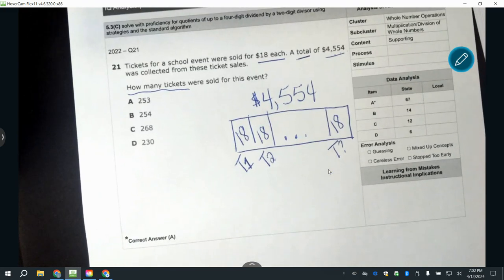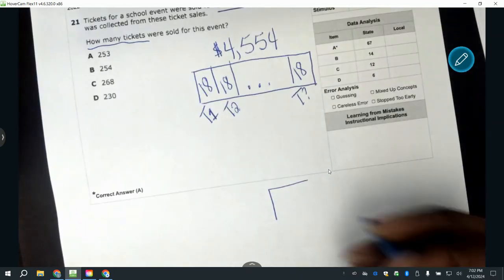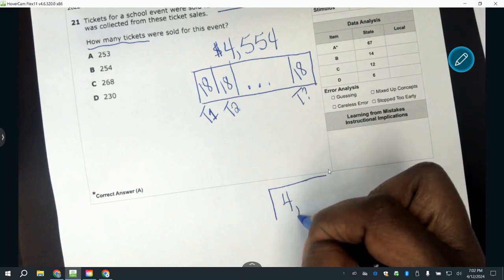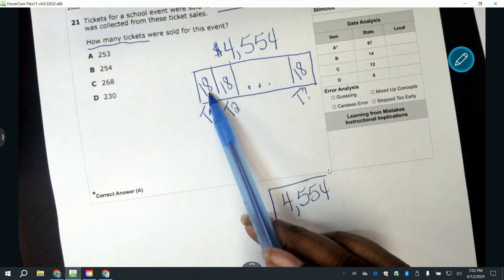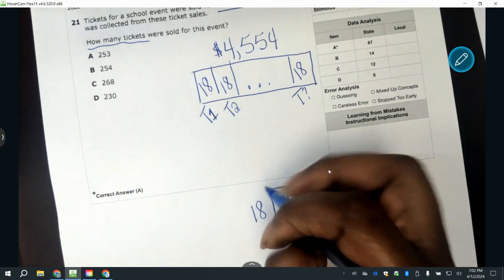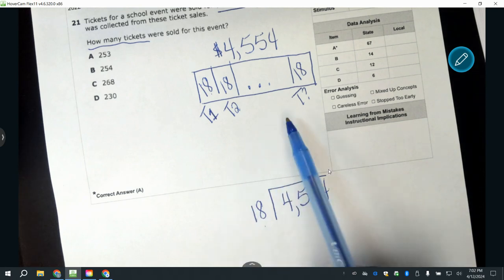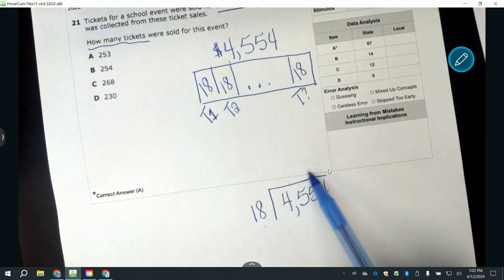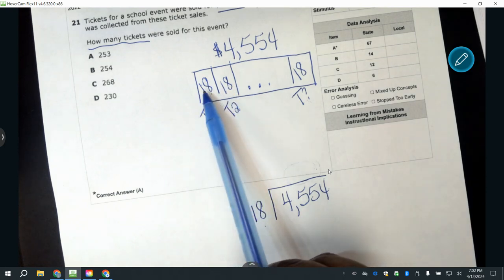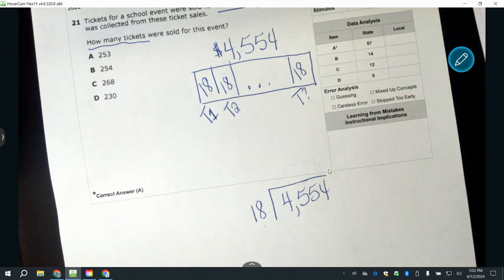Okay? Total goes under the house. Total goes under the house. 4,554. And this each, we're going to throw it to the side because that's the only number we have. Now, if we had the groups, then that groups would go here as the divisor. Whatever you are looking for, that is going to be the quotient. So the number of tickets is going to be our quotient when we get our answer. Okay? Whatever we know, whether we know the each or whether we know the number of groups, that's going to be your divisor.